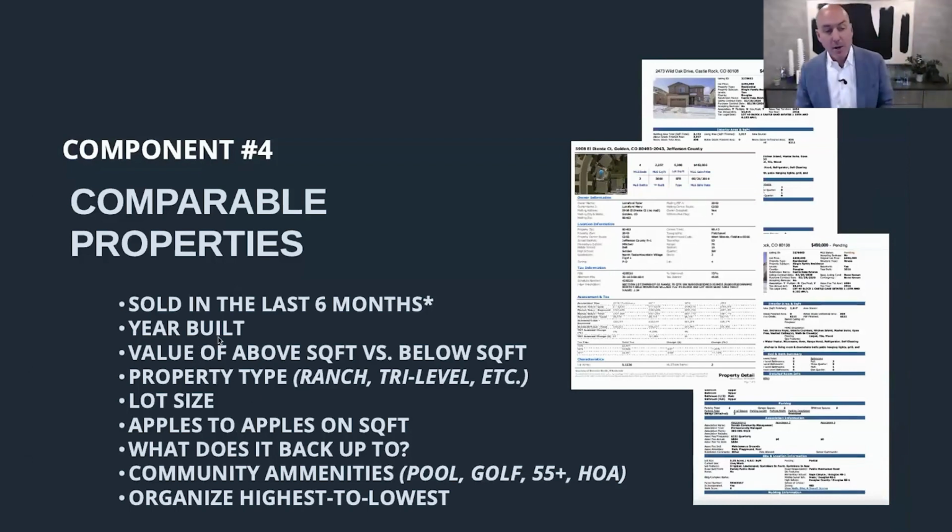Of course, you're going to be looking at year built, value of above square footage versus below square footage. Property type, again, we're going to try to do ranches and ranches, tri-levels and tri-levels, condos and condos, townhomes and townhomes. If you're using a property mix from outside of your property specification, then you better be prepared to explain the difference when you're utilizing that comparable. Lot size, of course, that's going to matter greatly, apples to apples on square footage. What it backs up to. So again, we're going to make sure that we're noting all of these things.